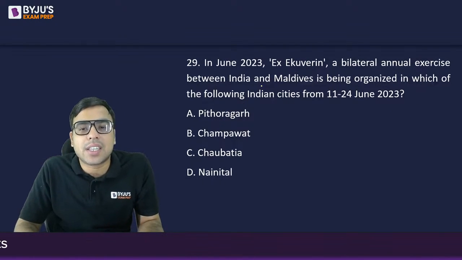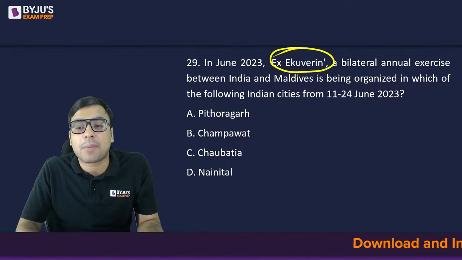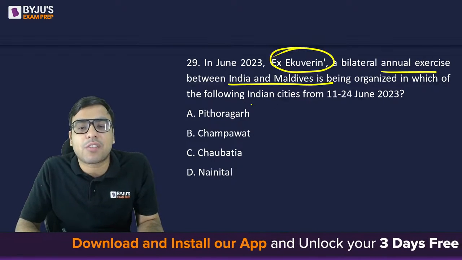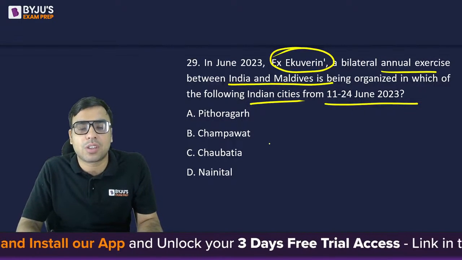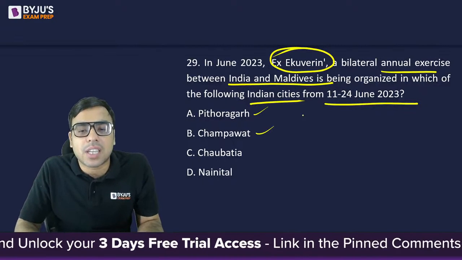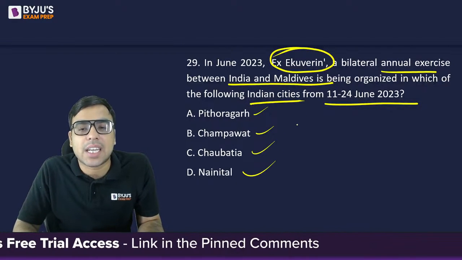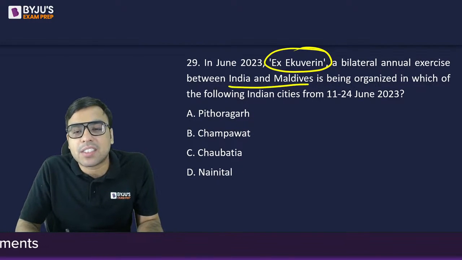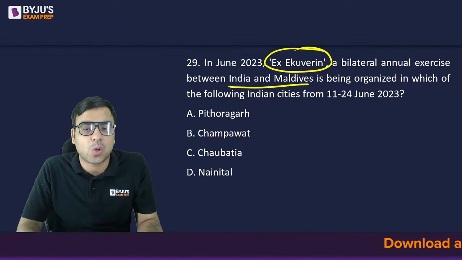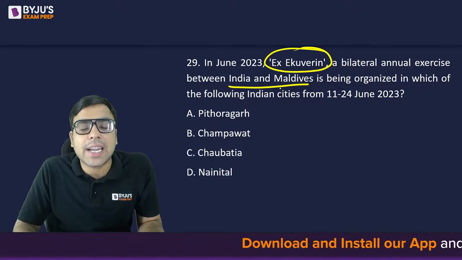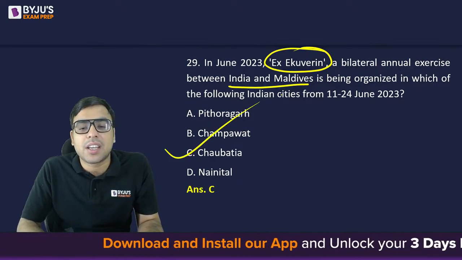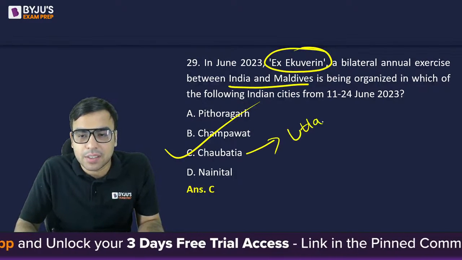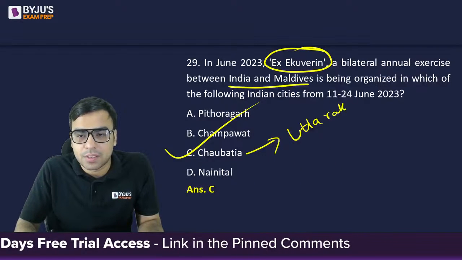The next one is, in June 2023, exercise equivalent, a bilateral annual exercise between India and Maldives is being organized in which of the following Indian cities from 11 to 24 June? Your options are Pithoragarh, Champavat, Chowbetiya, Nainital. What is the right answer to this question? Exercise equivalent जो कि इंडिया और मालदीव के बीच होती है, वो कहां पर ऑर्गेनाइज हो रही है, कौन सी जगह? So the right answer to this question actually is C. Chowbetiya is the right answer to this question, which is actually a place in Uttarakhand. So C is the right answer.